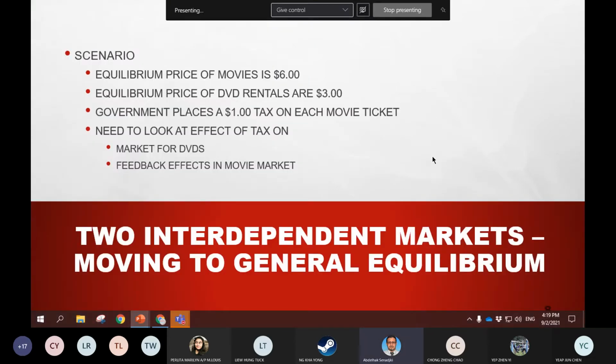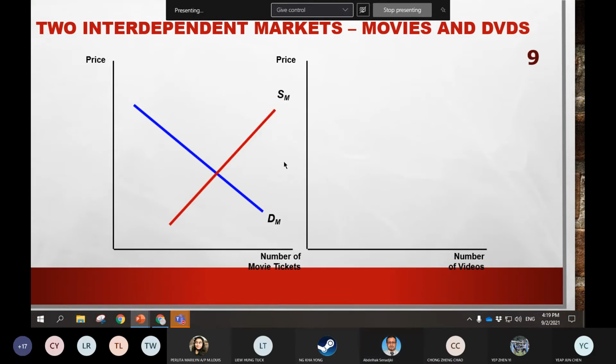So now, this is an explanation of this graph. We assume this side is the equilibrium market for the number of movie tickets, that means for the cinema, right? At the equilibrium, the quantity is QM, and the price of the ticket is $6. We say that it is a competitive market, so supply interacts with demand and we get that.